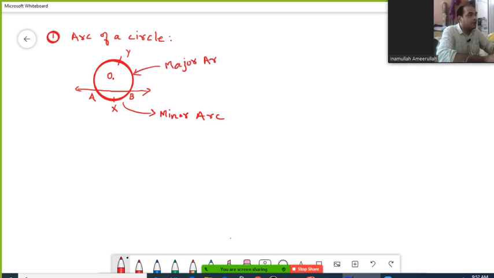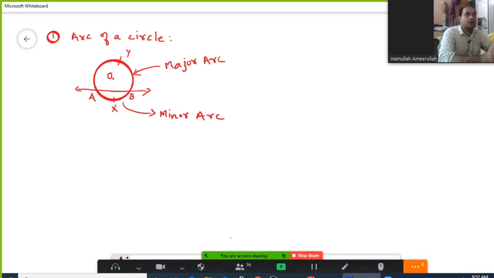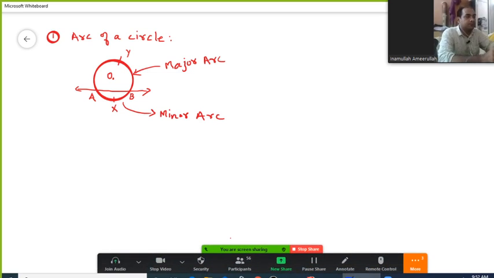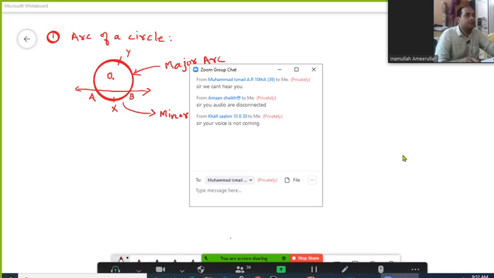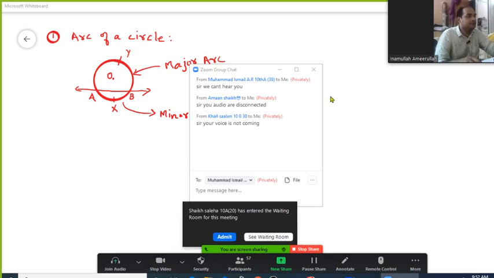Now how can you identify minor arc and major arc? Major arc always contains the center of the circle. So this secant AB divides the circle into two parts. One part is smaller and one part is bigger. So the smaller part is without center and the bigger part is with center.